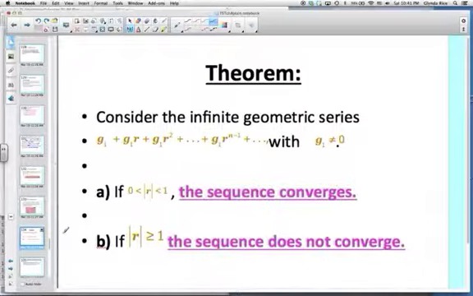And so there's no limit. The limit does not exist. Straight from Mean Girls. Here it does exist, because r to some power goes to 0.